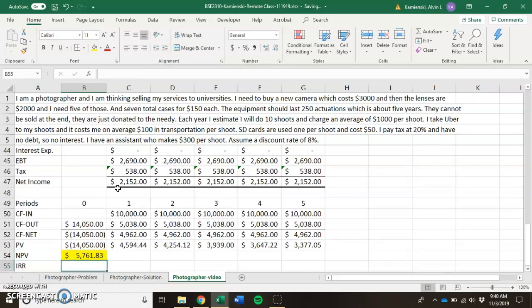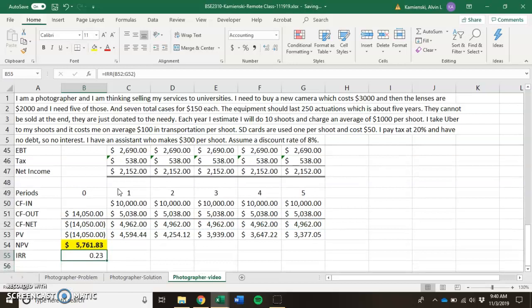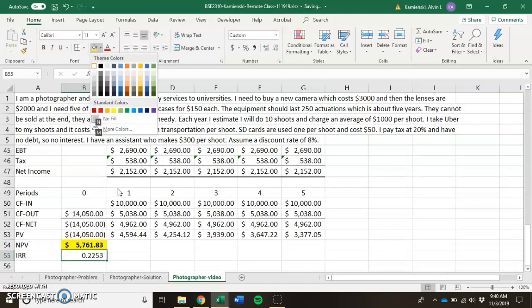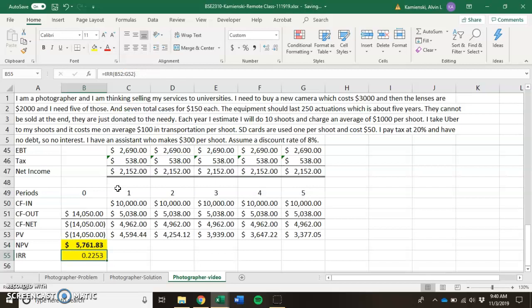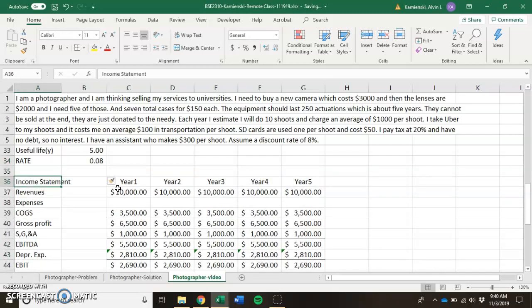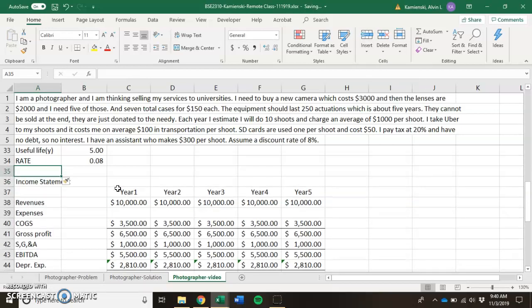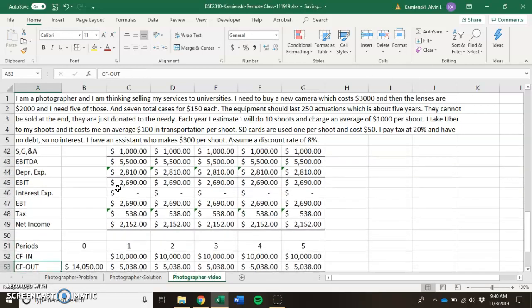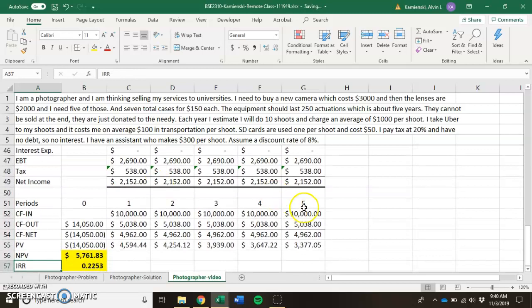So I have a positive NPV, and then the IRR is a built-in Excel formula, equals IRR. We point to the cash flows net, and we see we have a nice positive 22.53% rate of return associated with becoming a photographer who would then take pictures for the university in what would be a positively profitable NPV project.